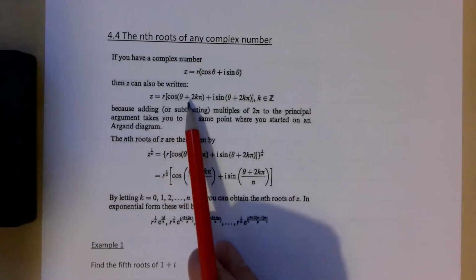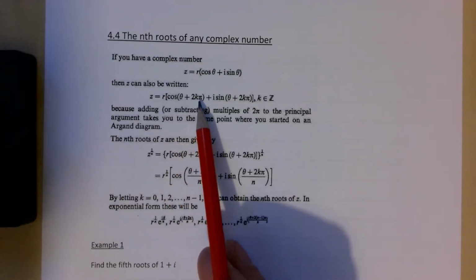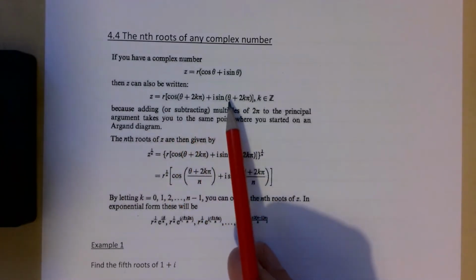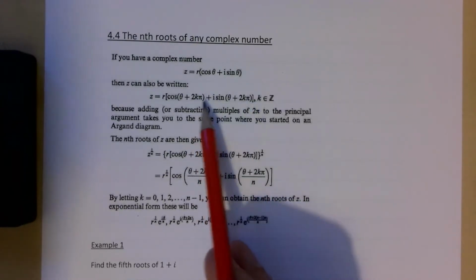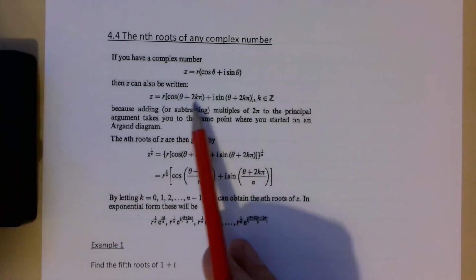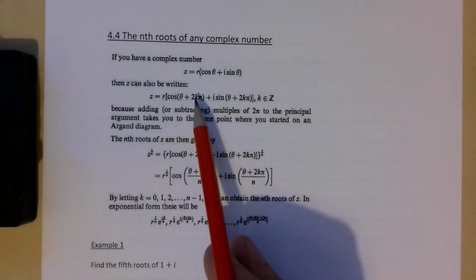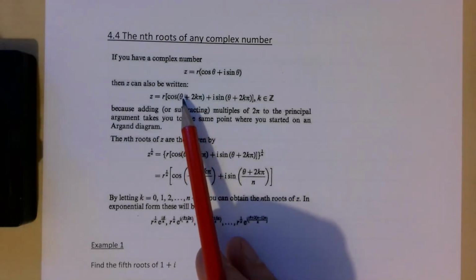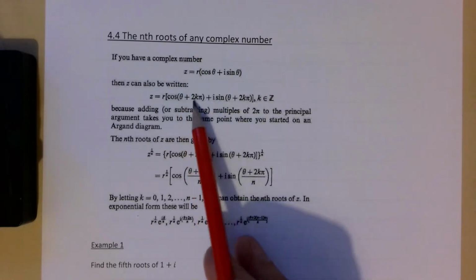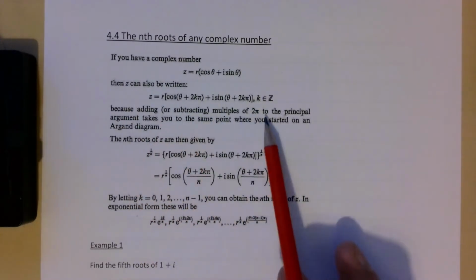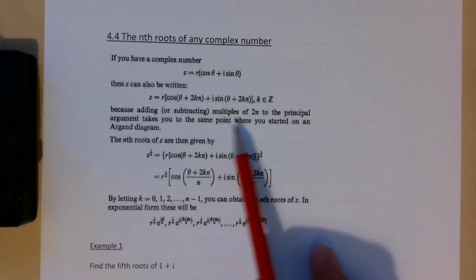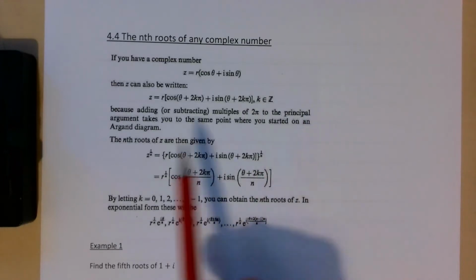written as r(cos(theta plus 2k pi) plus i sine(theta plus 2k pi)), because anytime you put in 1, 2 and 3 for k, you just go round in multiples of 2 pi. So, you know, 10 degrees is the same as 370 degrees. You're just adding 360 each time, or adding 2 pi because we're in radians, because adding or subtracting multiples of 2 pi to the principal argument takes you to the same point where you started on the Argand diagram.